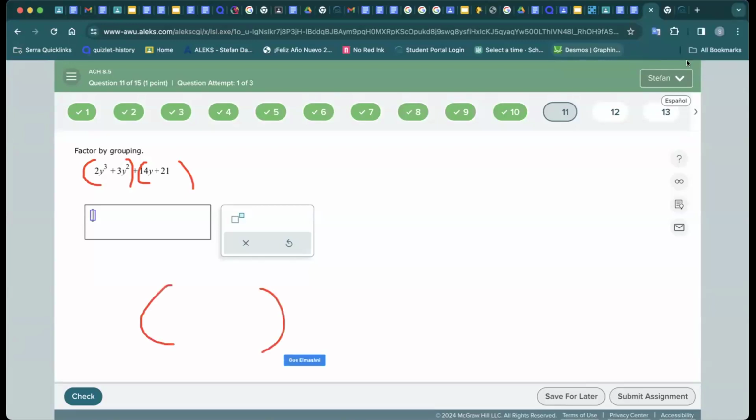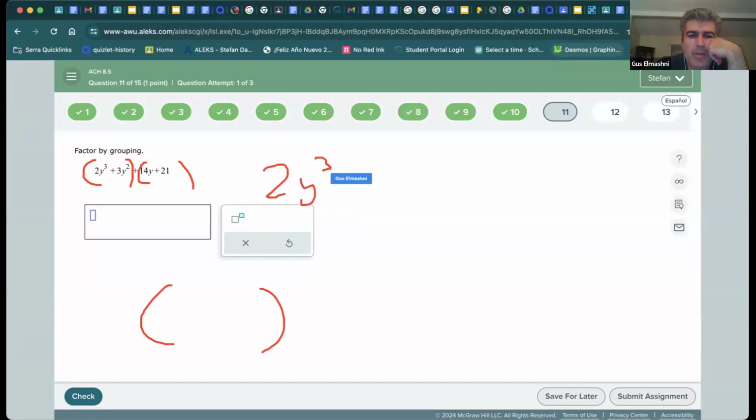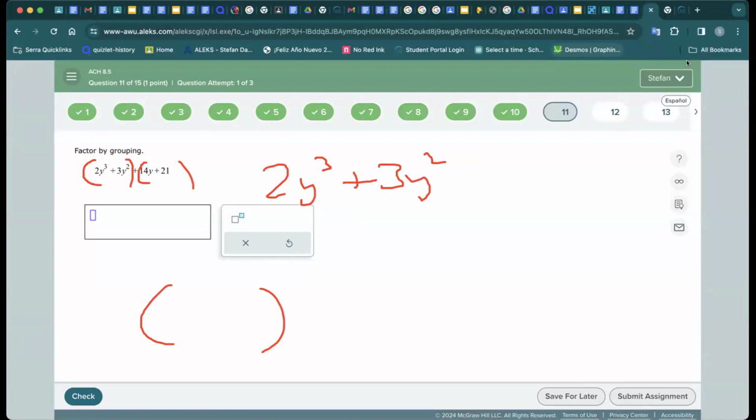Think of like a department store. We'll say Y is like Michael Jordan jerseys. Okay, you have 2Y cubed plus 3Y squared. 2 and 3 don't have any factors in common. We know that. Now let's look at the Y's. What are you going to pull out? One store's got 3 Y's, the other store's got 2. Two, two. Come on. So how are you going to write on the outside? Y to what power? Oh, Y to the second?